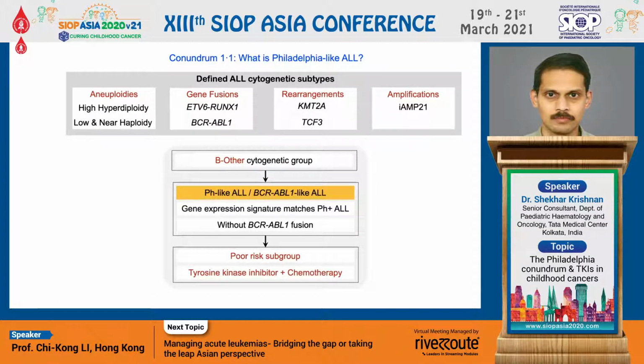As defined earlier, it is a subtype which has a gene expression signature matching that of BCR-ABL1 ALL, but without the genomic alteration. It has been variously reported as characterizing a poor-risk subgroup, where there is an opportunity for treating it with a tyrosine kinase inhibitor together with multi-agent chemotherapy.